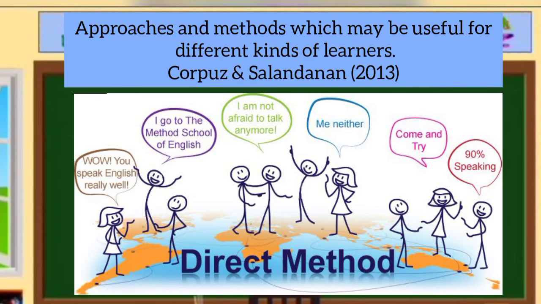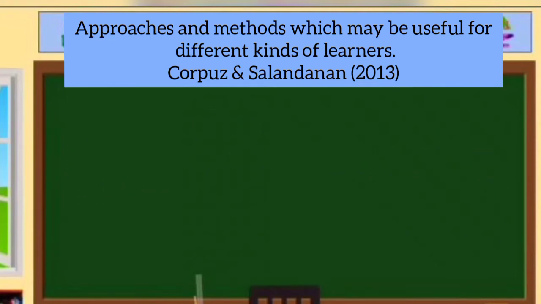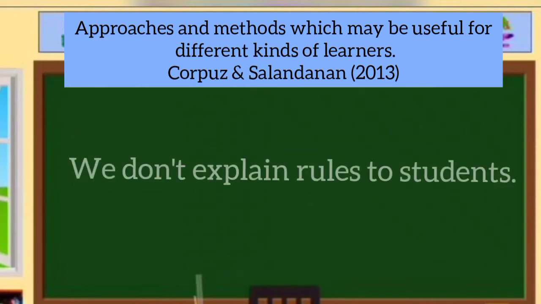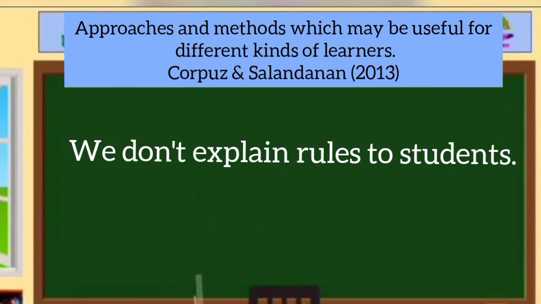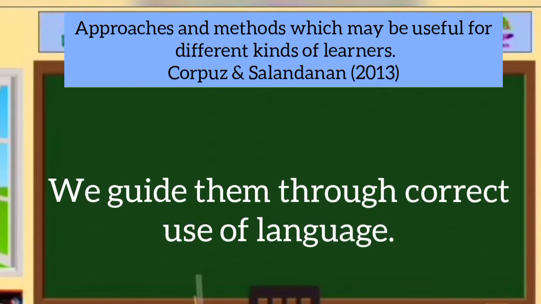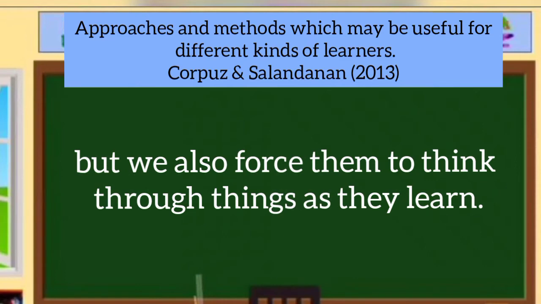The direct method focuses on full immersion in the classroom environment where not one word of the student's native language is spoken. The focus is not on grammar, but instead on learning through listening and speaking. We don't explain the rules to the students. We let them figure it out for themselves. We challenge them and guide them to the correct use of the language, but we also force them to think through things as they learn.